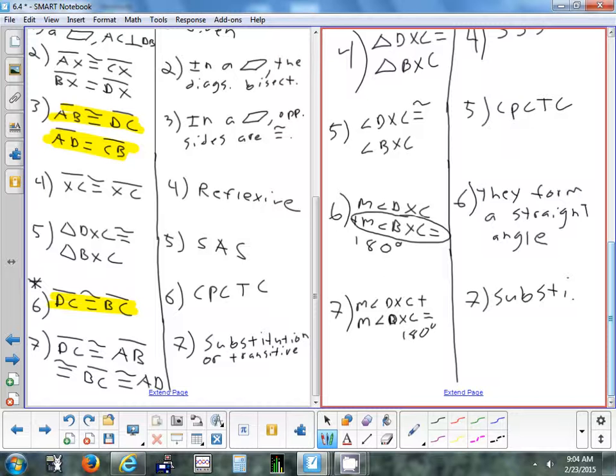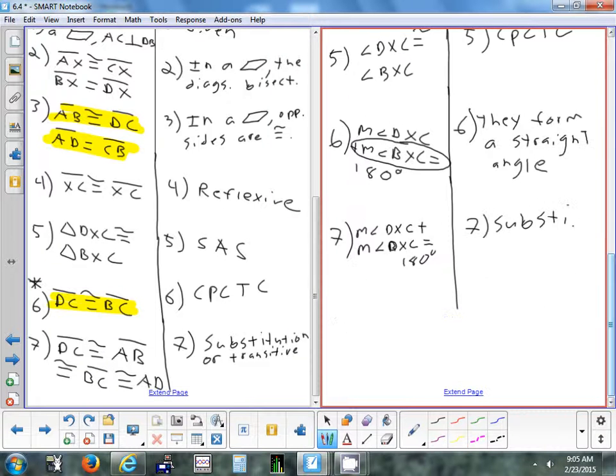Now, what can I write there? The measure of angle DXC plus the measure of angle DXC. How many measure of angle DXCs is that? 2 of them. Okay. So step 8, I'm just going to simplify what I have in step 7, and this is going to lead me to the answer. So 2 times the measure of angle DXC equals 180. So we just simplified, kind of like combining like terms.